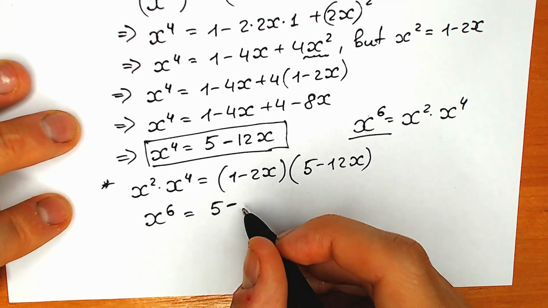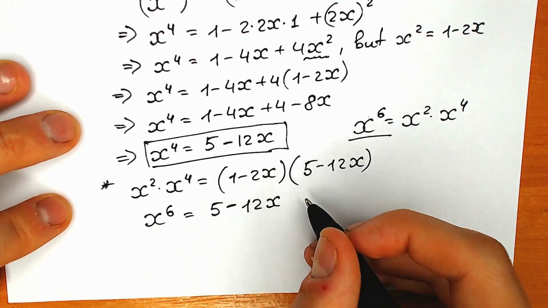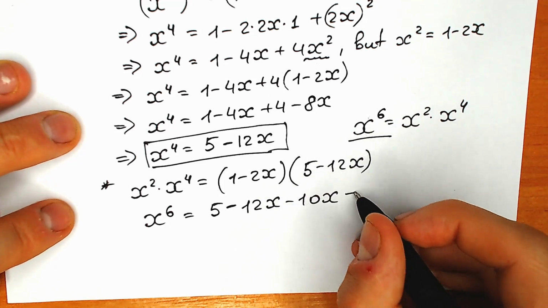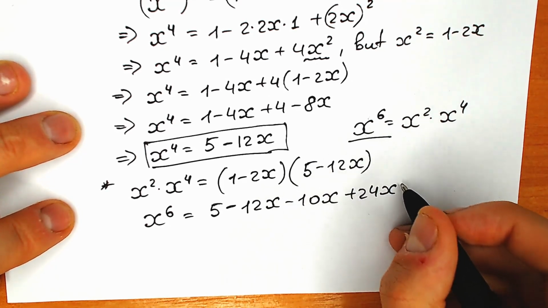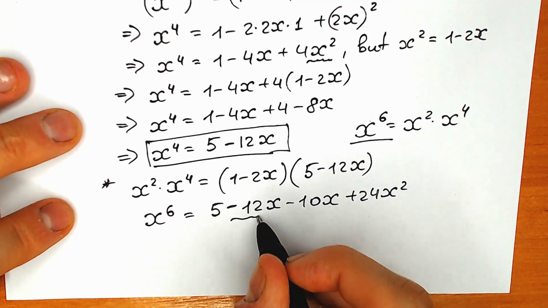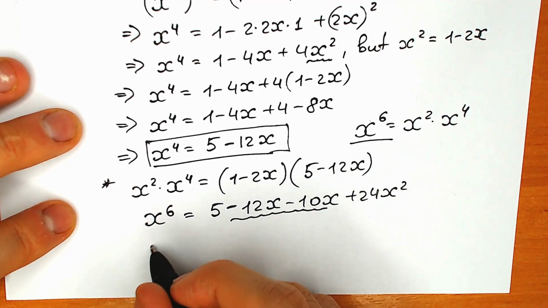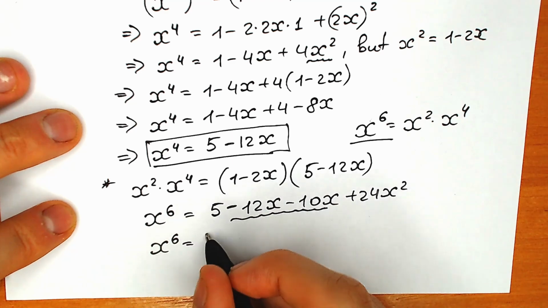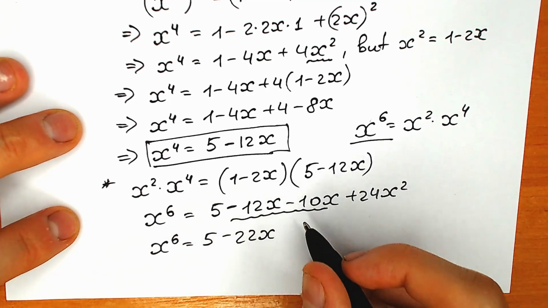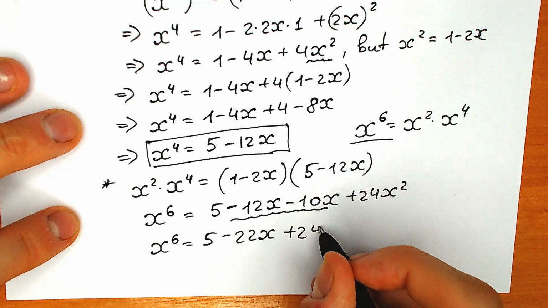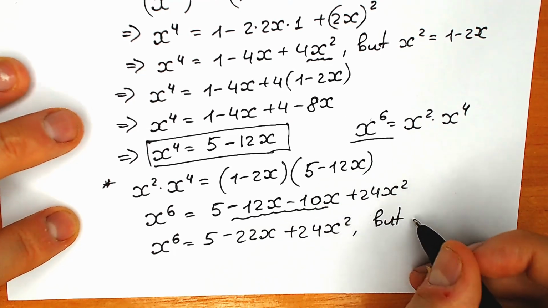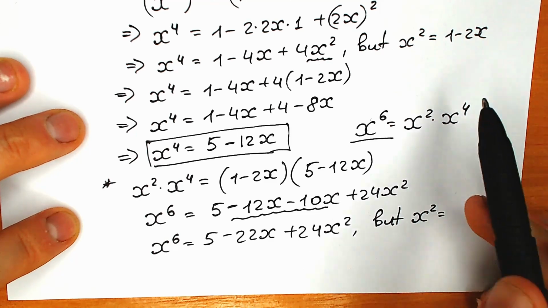This is my method of how I multiply. So we have 5 minus 12x and minus 10x and plus 24x squared. Really great. Right now, minus 12x minus 10x equals minus 22x. So as a result, we have x to the 6th equal to 5 minus 22x and plus 24x squared. But the same thing, don't forget that our x squared equals 1 minus 2x.